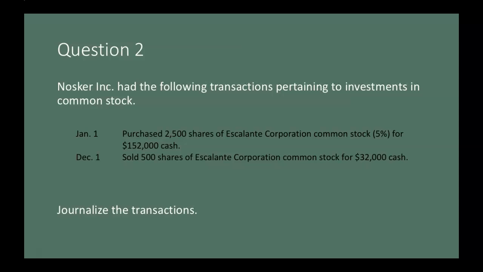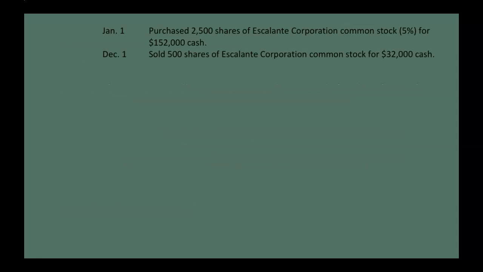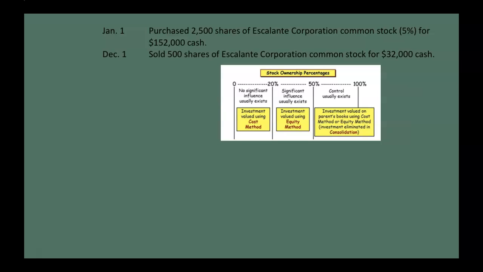So January 1st, we purchased those shares. December 1st, we sell 500 of those shares for $32,000. So let's take a look at these journal entries here. Since we only own 5%, we're somewhere between 0 and 20, which tells us that we need to be using the cost method. So on January 1st, to show that we purchased 2,500 shares, we debit stock investments to make that account go up, and we credit cash.